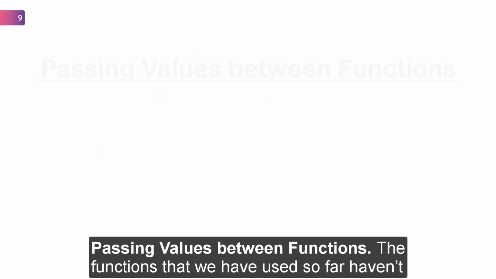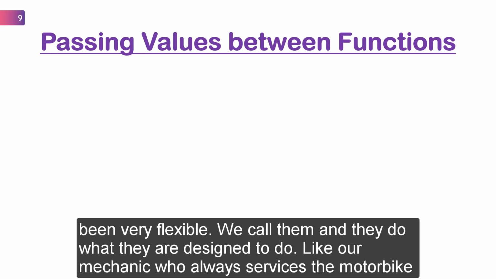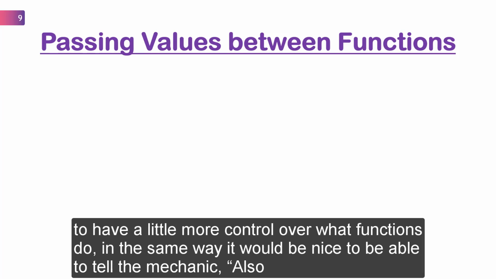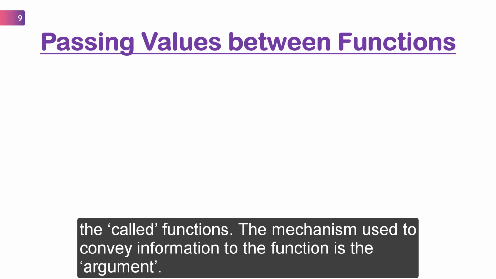Passing values between functions. The functions that we have used so far haven't been very flexible. We call them and they do what they are designed to do. Like our mechanic, who always services the motorbike in exactly the same way, we haven't been able to influence the functions in the way they carry out their tasks. It would be nice to have a little more control over what functions do. In the same way, it would be nice to be able to tell the mechanic, also change the engine oil, I am going out for outing. In short, now we want to communicate between the calling and the called functions.